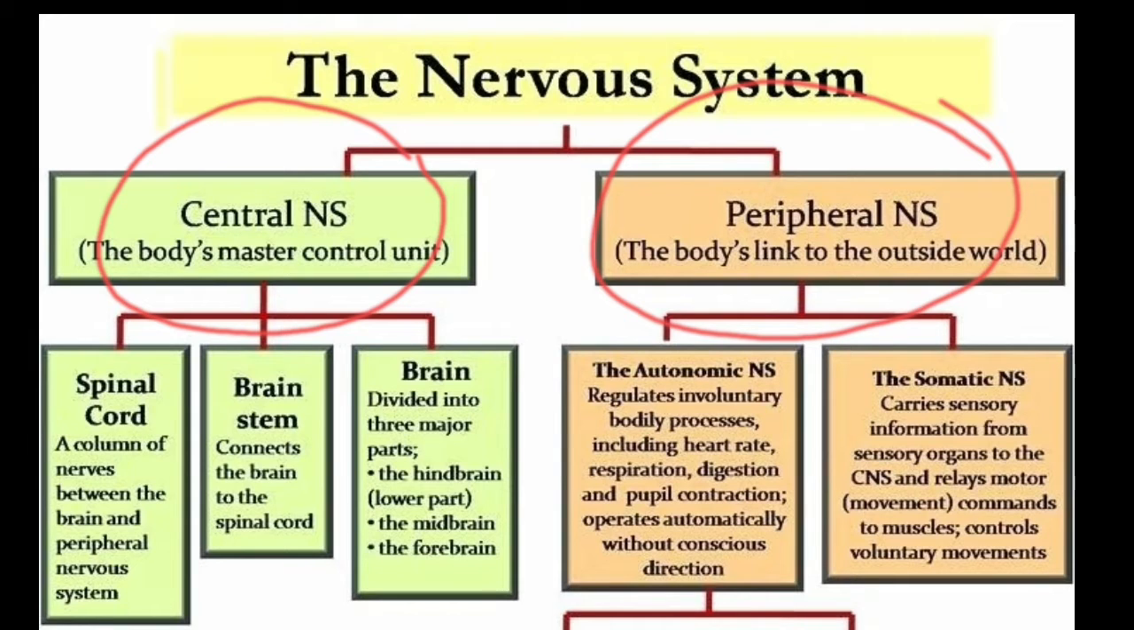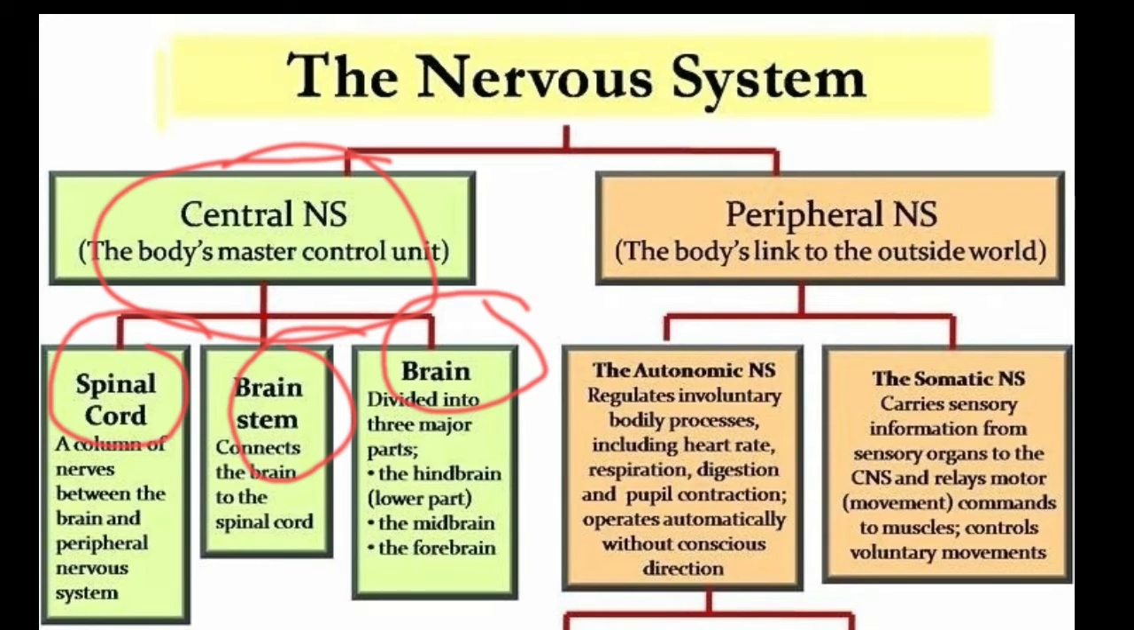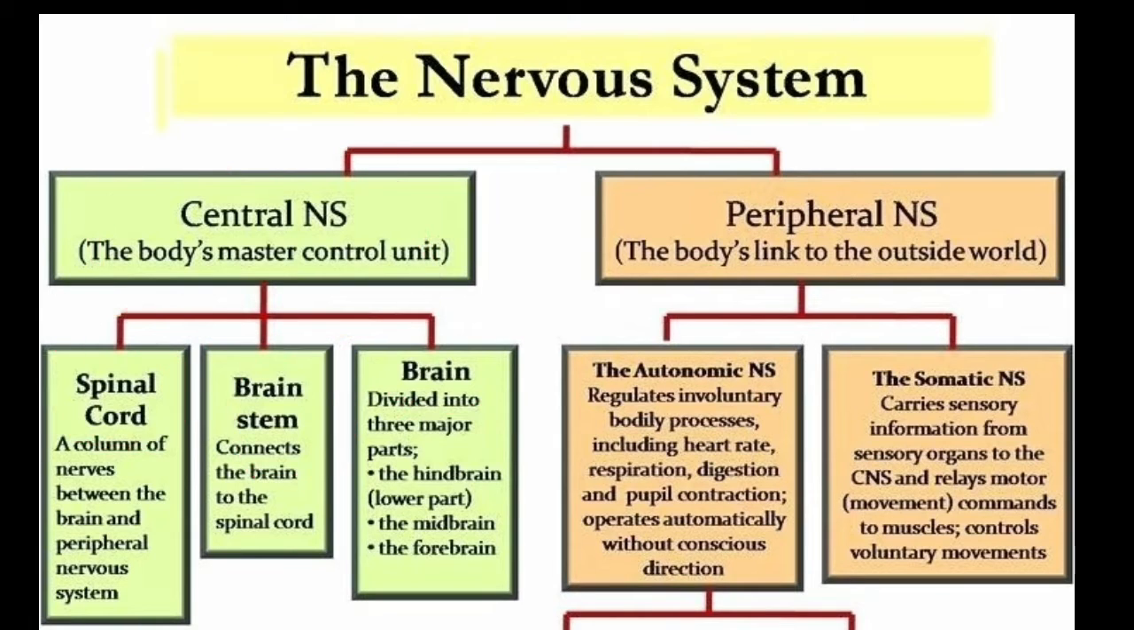The central nervous system is the body's master control unit. As the name suggests, it is the central controlling unit that includes the spinal cord, brainstem, and the brain. The spinal cord is a column of nerves between the brain and the peripheral nervous system. The peripheral nervous system is the set of nerves that links our body to the outside world. That is what we mean by peripheral nervous system.